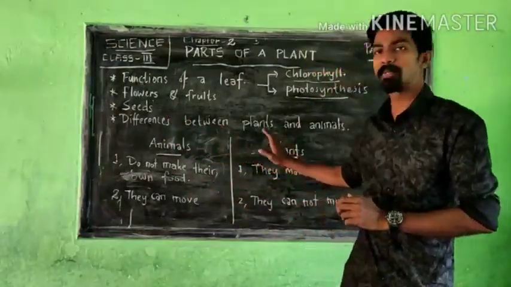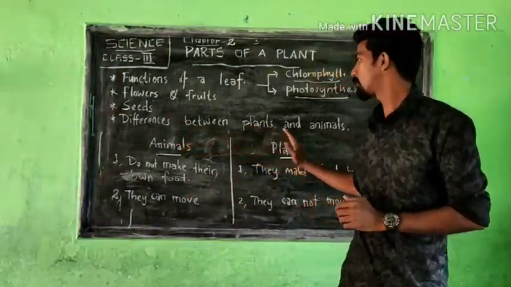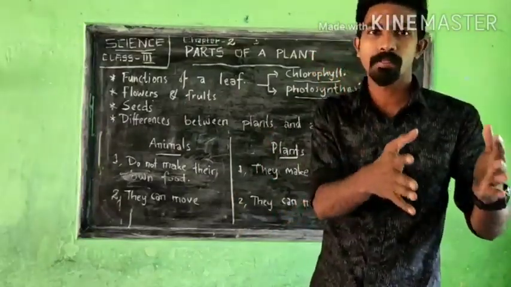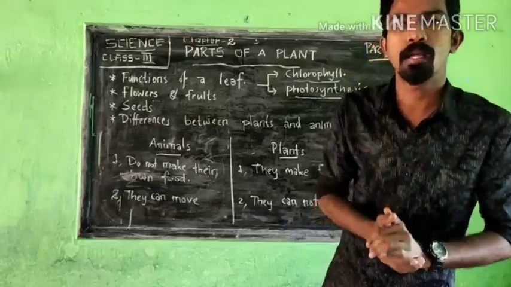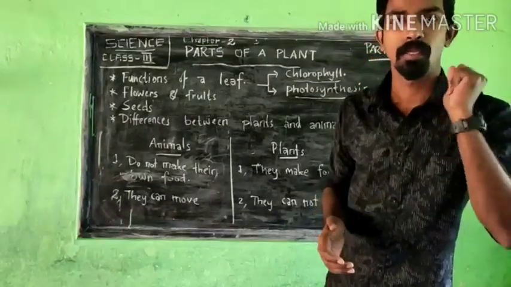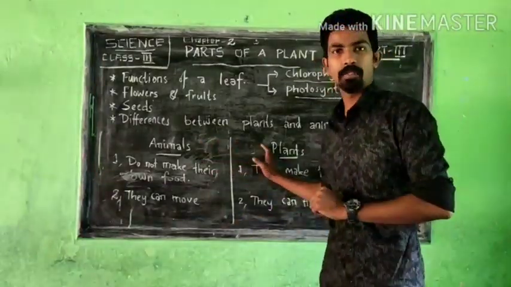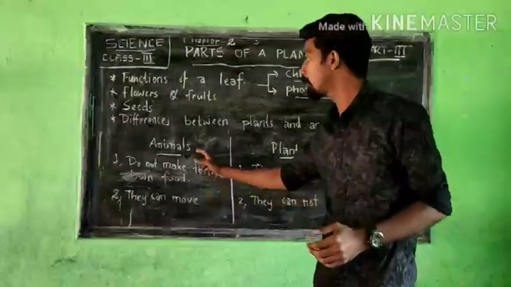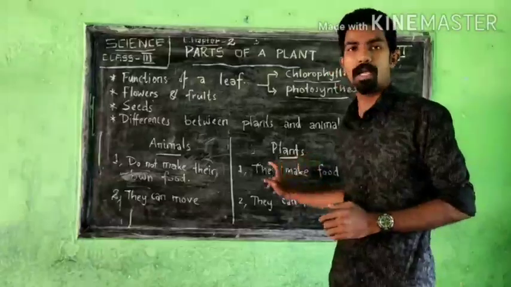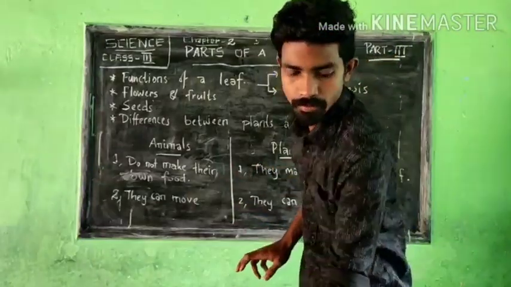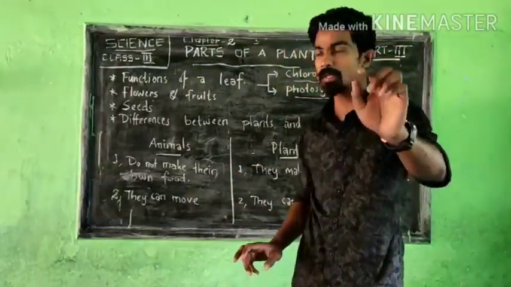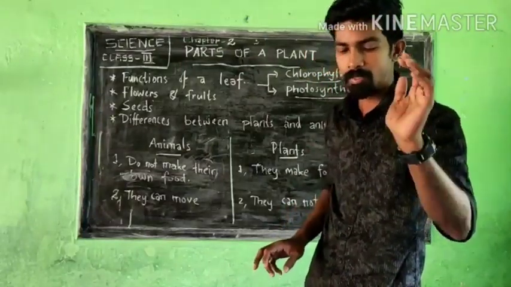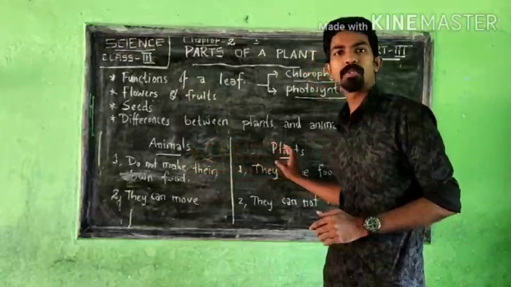Now the last one: differences between plants and animals. Although we know that plants and animals both come under the category of living things, they both are living things, and we have some similarities between animals and plants. First, I'll tell the similarities, which are also given in your textbook as a paragraph. So what are the similarities? First one is they both are living things.